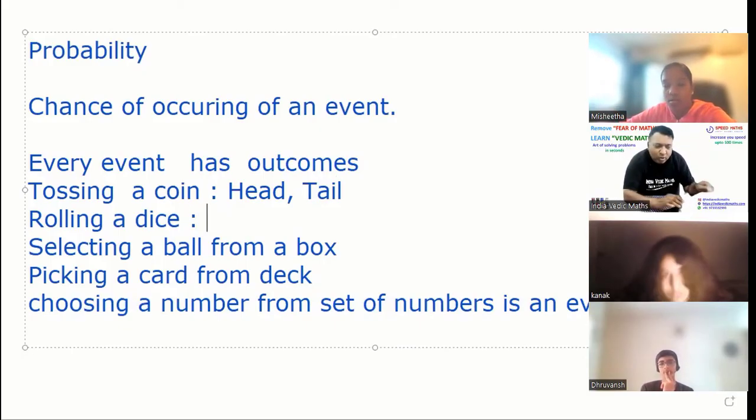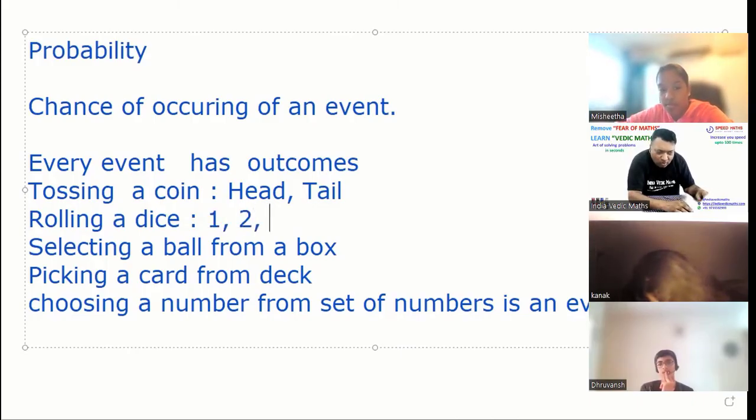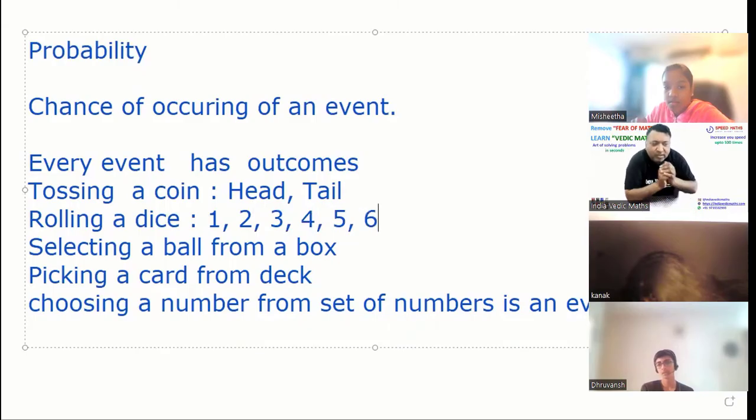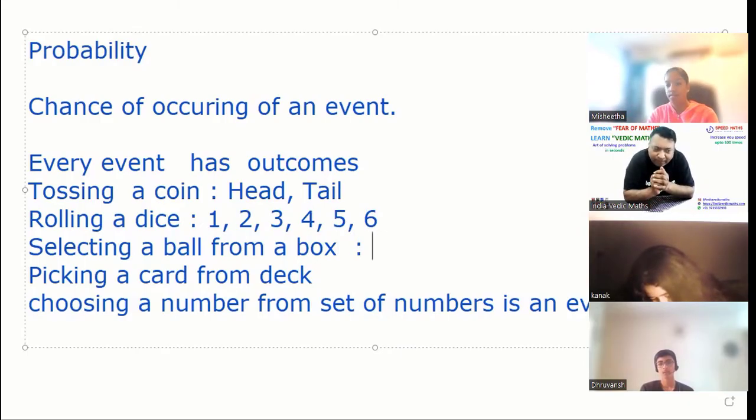Six outcomes are there. Either you get 1, or 2, or 3, or 4, or 5, or 6. These are known as outcomes. Every event has an outcome. Selecting a ball from a box: suppose the box has 3 red and 4 green balls. So getting a red ball is an outcome. Getting a green ball is an outcome.